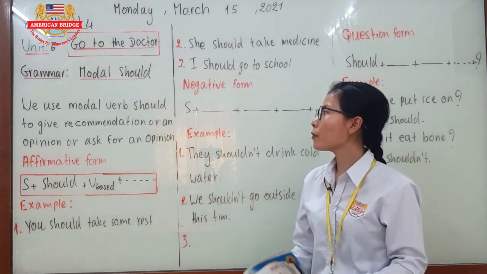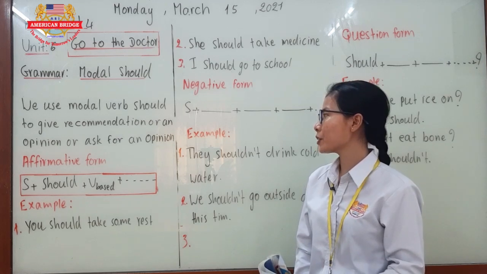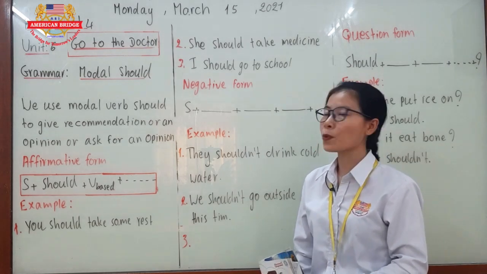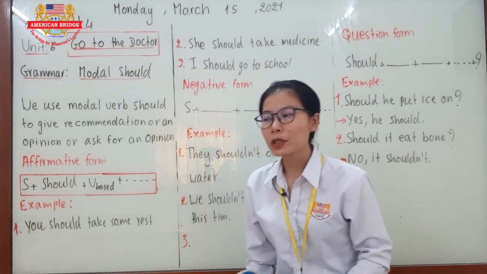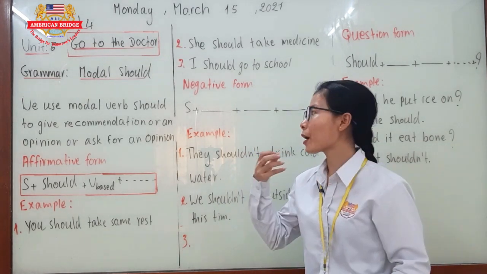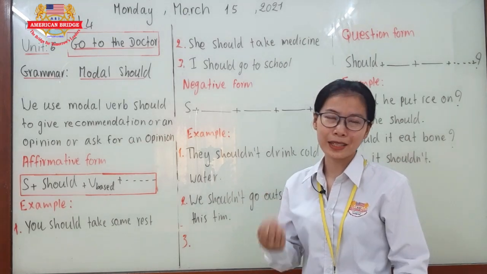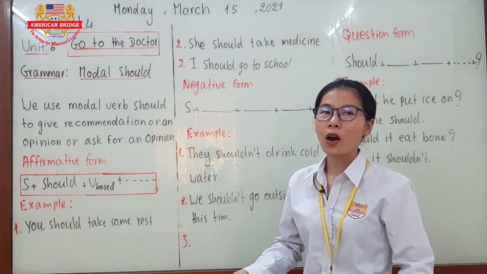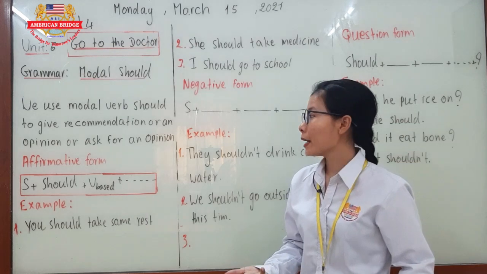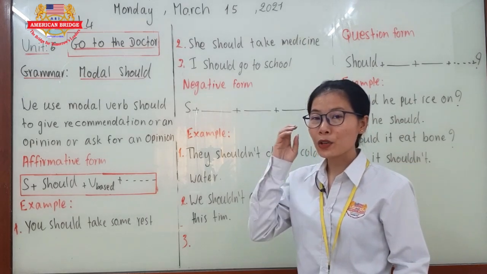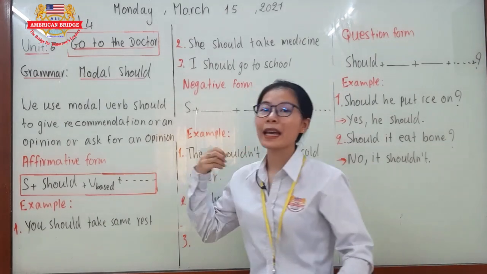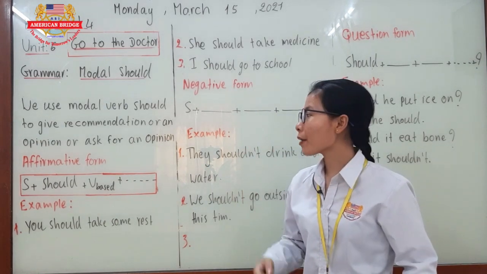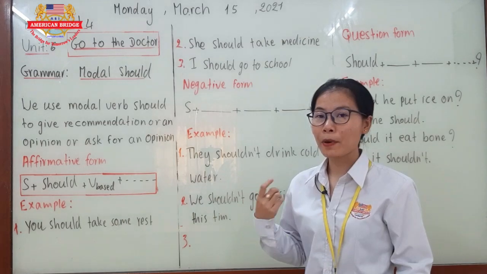So we use modal verb should to give recommendations or an opinion or ask for an opinion. Modal verb should normally used to recommendation. Recommendations mean you suggest someone about this or about that, or you just recommend them only. And give an opinion, it means you give your idea to someone, or sometimes you also can ask someone for an idea too. Alright, so now let's go to our form and example all together.